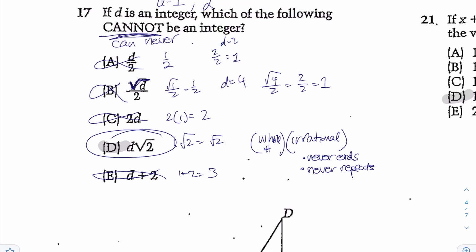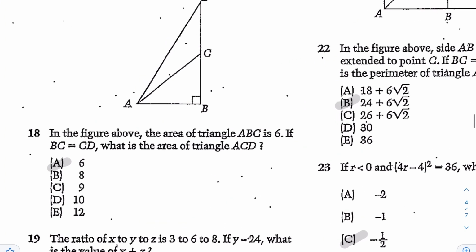All right, next for number 18. In the figure above, the area of triangle ABC is 6. If BC is equal to CD, what is the area of triangle ACD? So here, remember the area of a triangle is equal to 1/2 base times height, where the base has to be perpendicular to the height. This little box tells us that the base is perpendicular to the height. So the base, let's say, is AB, and let's make CB the height. 1/2 base times height is equal to 6 in this case.